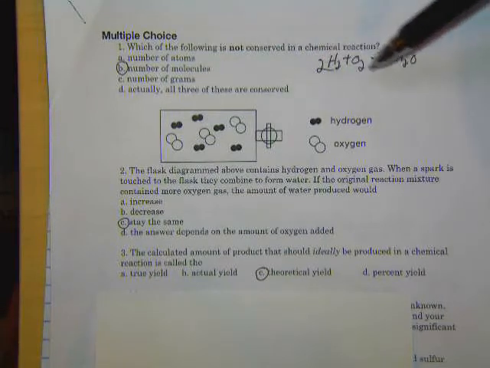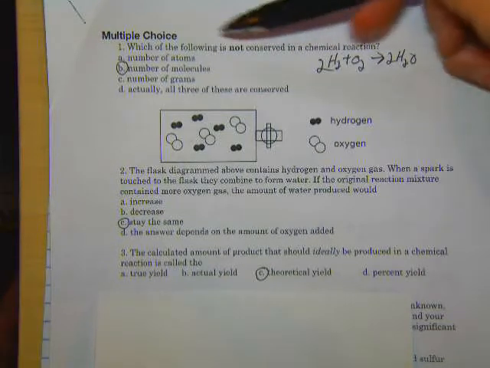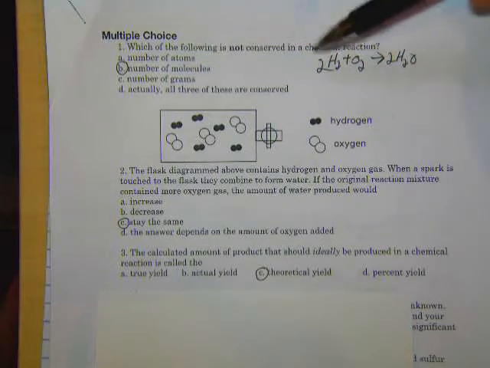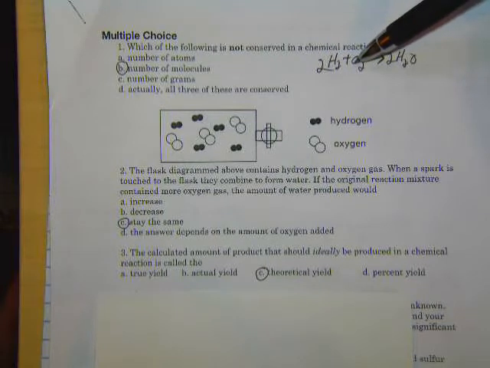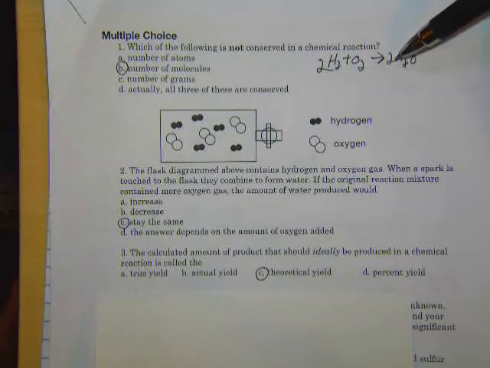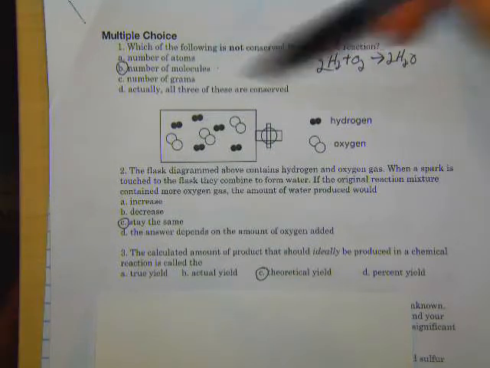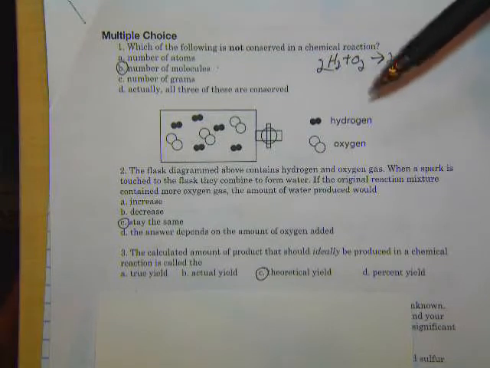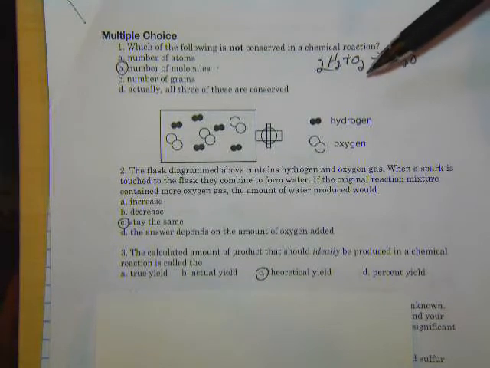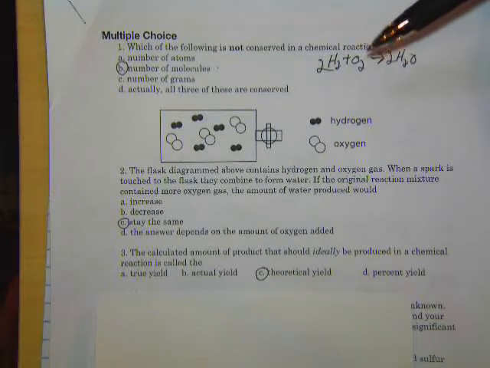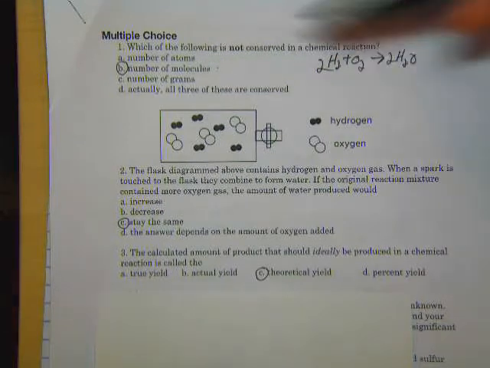The number of atoms? Well, when you balance an equation, you are conserving the number of atoms. The number of molecules. Well, if we look on this one, looks like we got 2 here and 1 here of the oxygen, and we've only got 2 over on the product side. So that is definitely not conserved. And if we were given grams, grams is a unit of mass, and as we know, matter cannot be created nor destroyed. So mass is going to be conserved in a reaction. So the best answer for this one is the number of molecules.